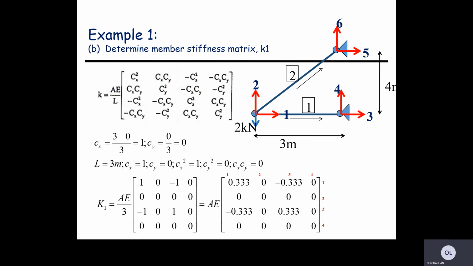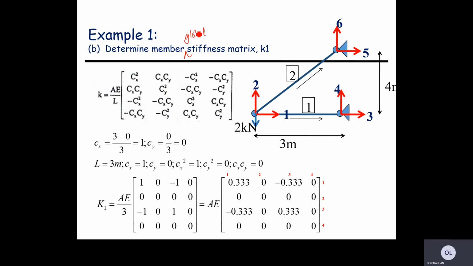Then we can start to determine the member global stiffness matrix. It will be in this form. Please refer to the appendix for which template to be used for the member global stiffness matrix. We need to determine it for all the elements. So this page shows K1 for element number 1.